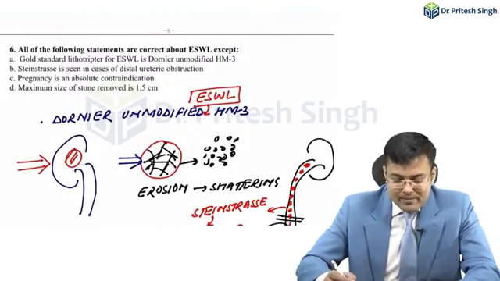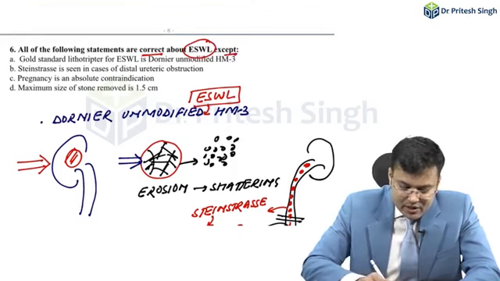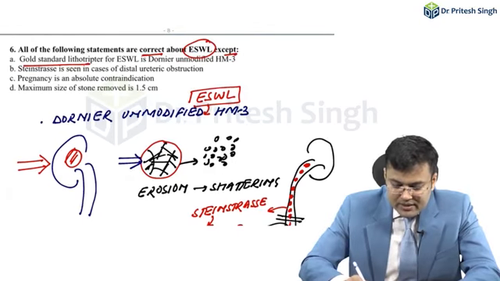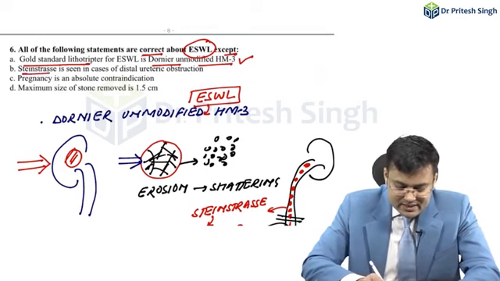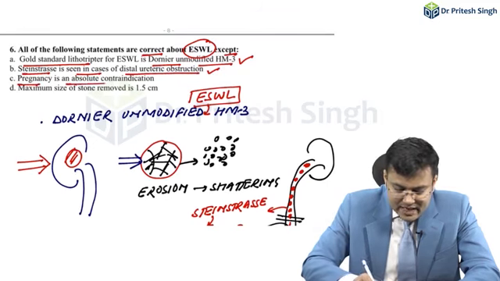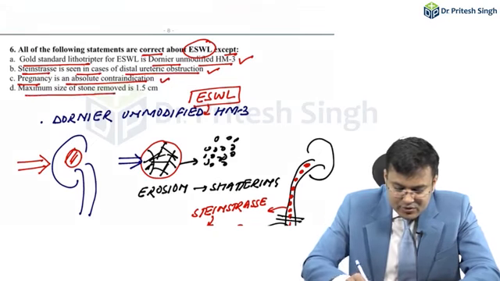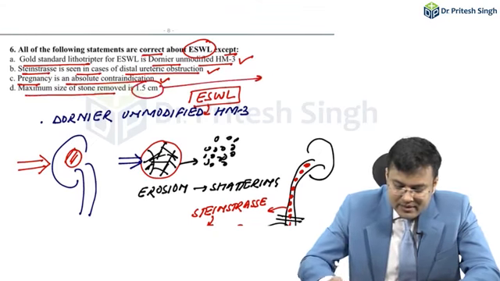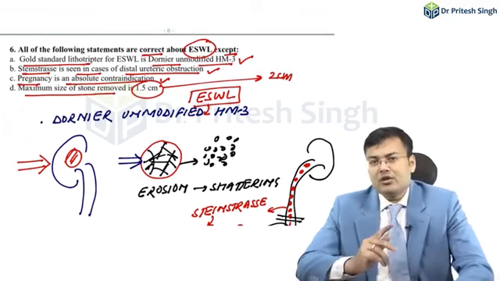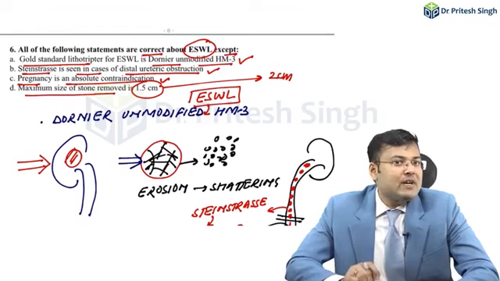All of the following statements are correct about ESWL except: gold standard lithotripter is Dornier unmodified HM3, correct? Steenstrasse is seen in cases of distal ureteric obstruction, correct? Pregnancy is an absolute contraindication, correct? Maximum size of stone removed 1.5 centimeter. Actually, it's 2 centimeter. So you tell me in which condition the maximum size of stone removed is 1.5 centimeter.